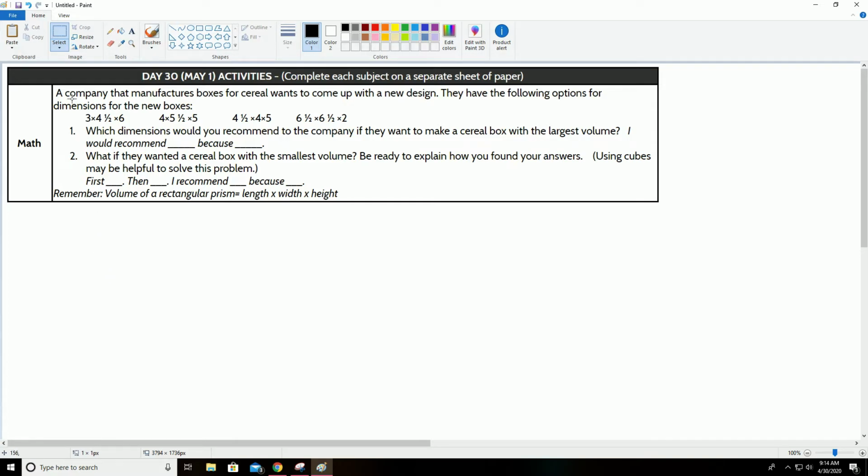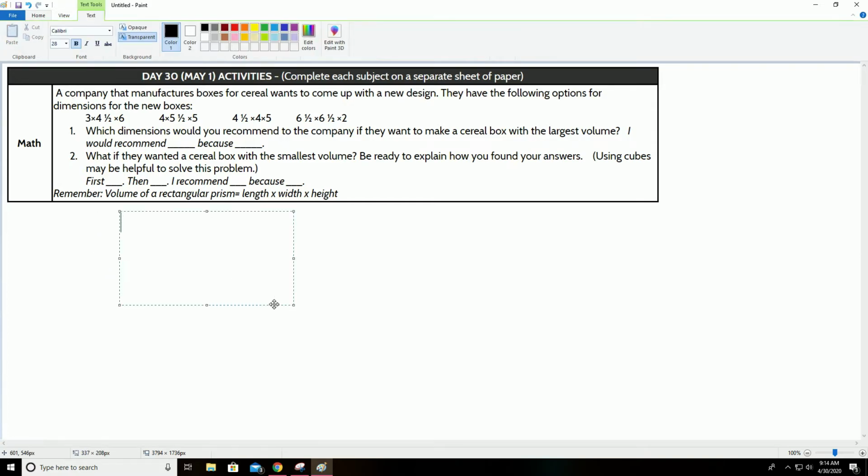Remember, if you're going to find volume, I'll go ahead and put the volume formula here: volume equals length times width times height. When we look at the formula, it looks like this: V equals L times W times H. And you have your length, your width, and your height on each one of these. Length, width, height, length, width, height, length, width, height.